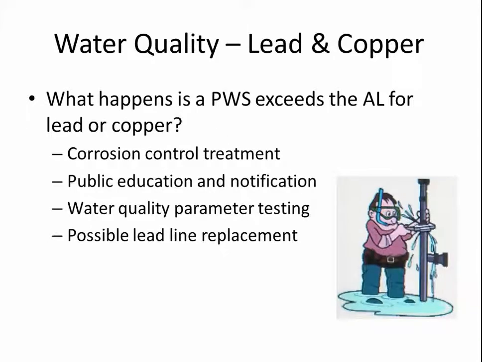What is that action? These are the possible actions: corrosion control treatment, public education, notifying the public, especially the locations that came back high, doing further water quality parameter testing, and then possible lead line replacement if that's a factor in the high results.